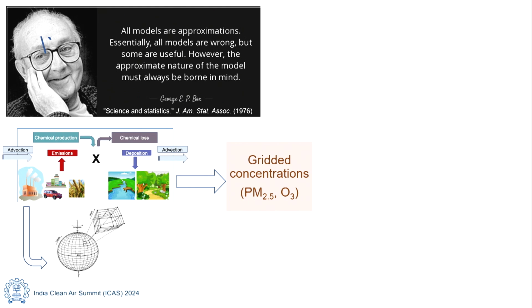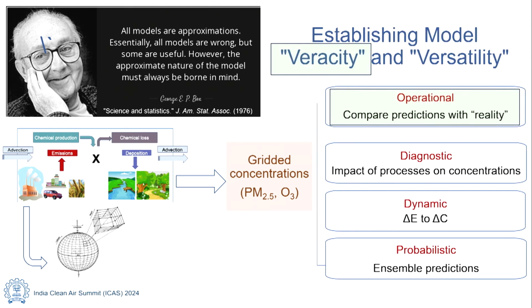So, this is a famous quote. I'd like for that to be at the center of what you take away from here. All models are wrong. Some are useful, and the approximate nature of the model must always be remembered. Knowing this, how do you then use a model? One, we want the model to be correct, model veracity. The second is we want the model to be diverse, meaning it could have not great outputs, but it could still be very useful, model versatility.